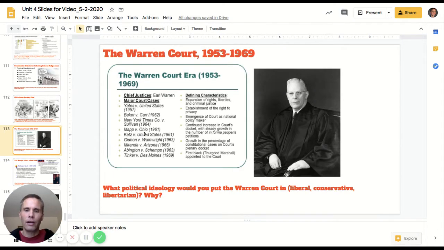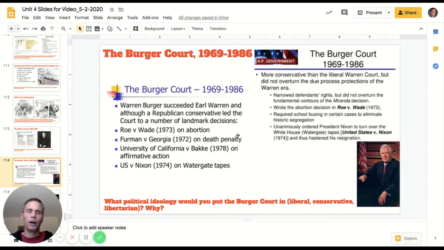So the Warren Court here did more to expand criminal rights, did more to expand free speech rights, and established the principle of the right to privacy. All of that happened during the Warren Court. Many of us would consider these very strong liberal leanings of this court system. This shifted some under the Burger Court. Warren Burger was nominated by Nixon.